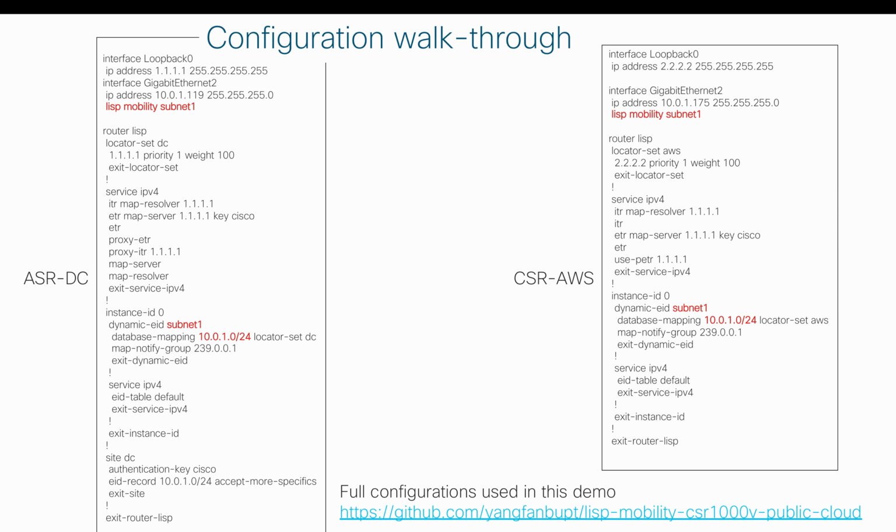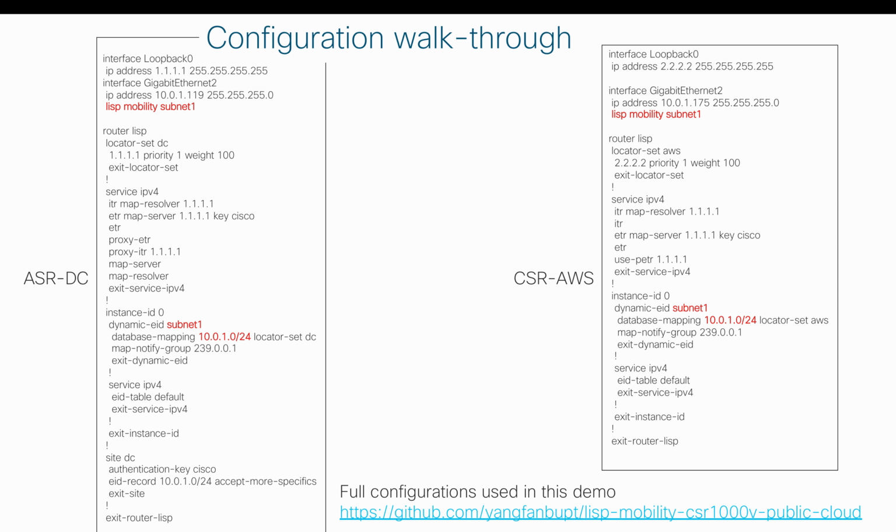And looking at router LISP, you need to configure the locator site. So on the left side, you configure it as data center. On the right side, you configure it as AWS. And you need to configure your locator ID. That's going to be used by LISP to know, okay, based on the host I detect, I need to send a packet to which locator or which remote router. So I use the loopback IP address for the locator. That's why you see 1.1.1.1 on the left side and 2.2.2.2 on the cloud side.